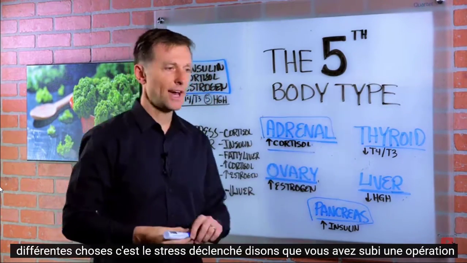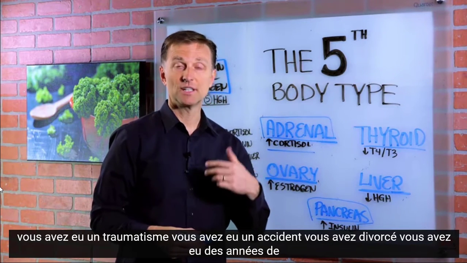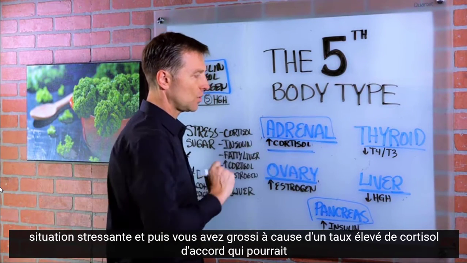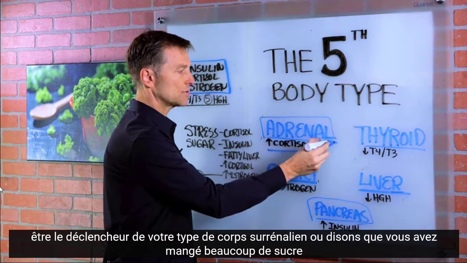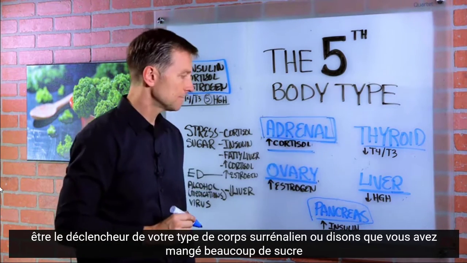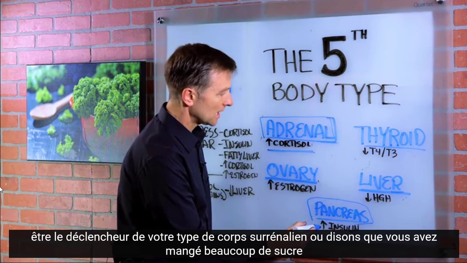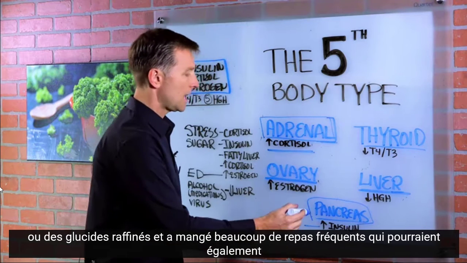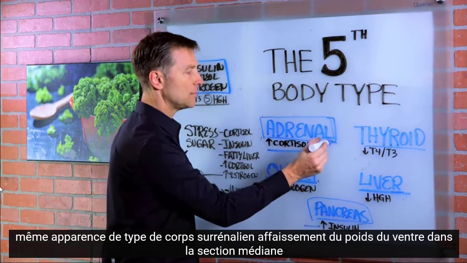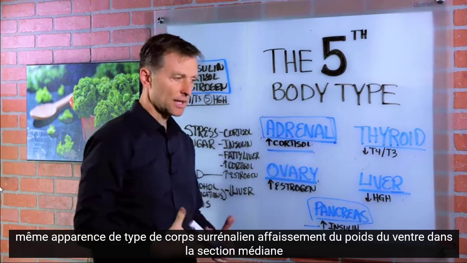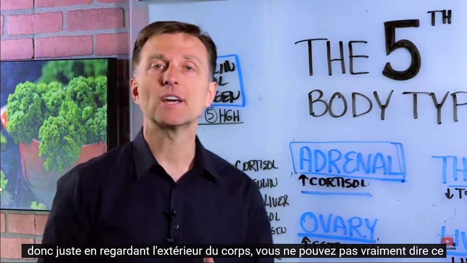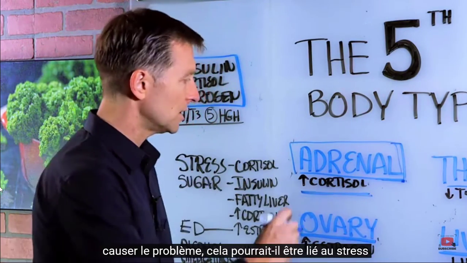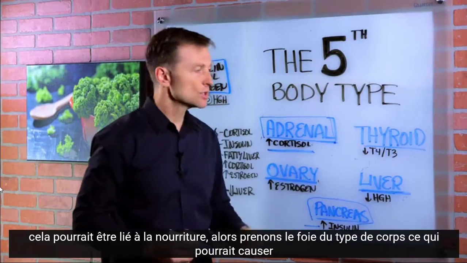Let's say you had surgery, you had trauma, you had an accident, you had a divorce, you had years of being in a very stressful situation, and then you got fat because of high cortisol. Okay? That could be the trigger for your adrenal body type. Or, let's say you ate a lot of sugar or refined carbs and ate a lot of frequent meals. That could also give the same adrenal body type appearance. Sagging belly, weight in the midsection. So just by looking at the outside of the body, you can't really tell what's causing the problem. Could it be stress related? Could be food related.